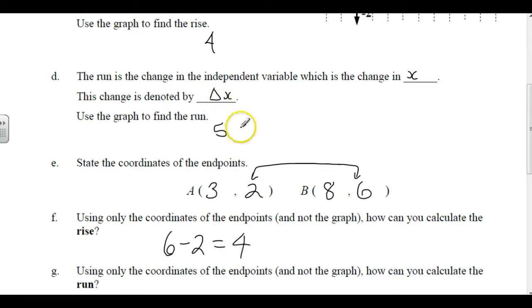The run is the change in x values. And the run is 5. And we know that 8 minus 3 is 5.